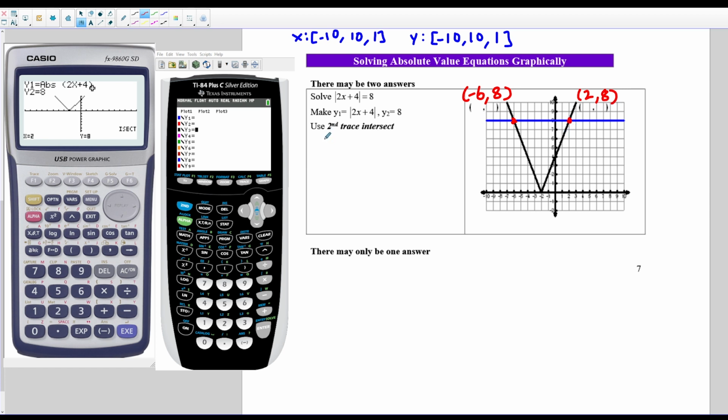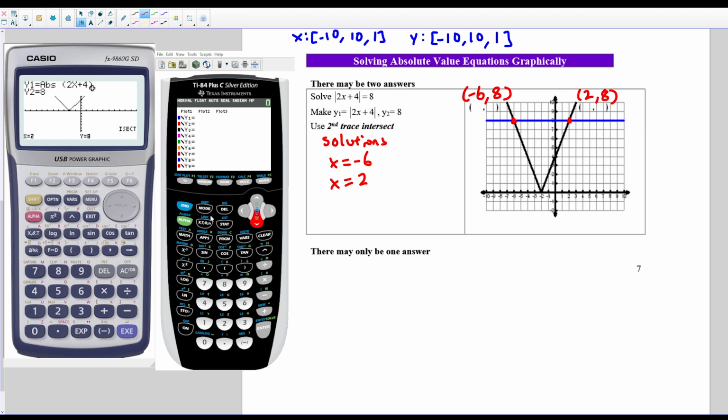So we can go ahead and state our solution here. Our solutions are x is equal to -6 and x is equal to +2. Basically what we're trying to say here is that if I plug in -6 into my equation, we get a value of 8 on both the left and the right hand sides. And if I were to plug in 2 for x, then I should get 8 equals 8.